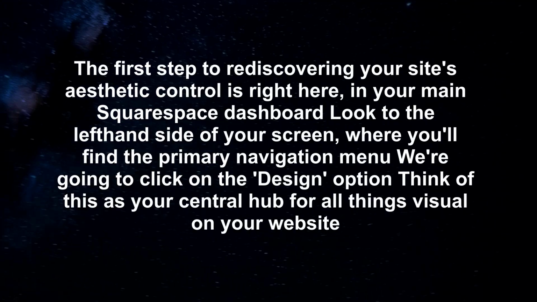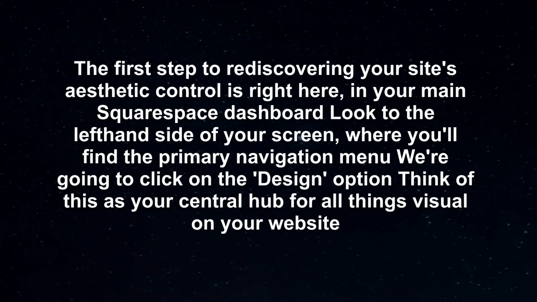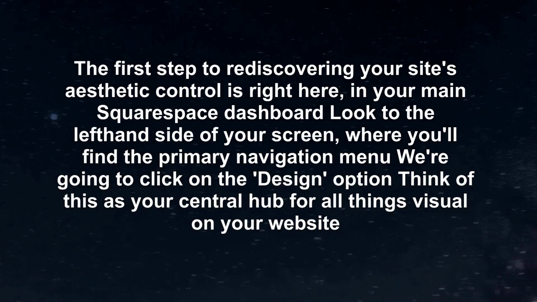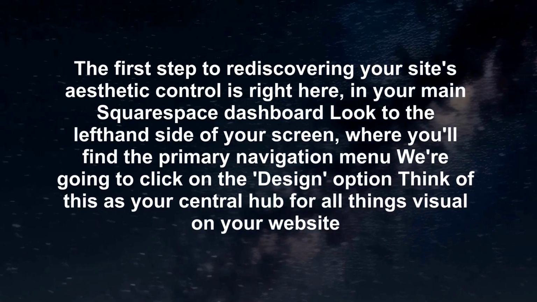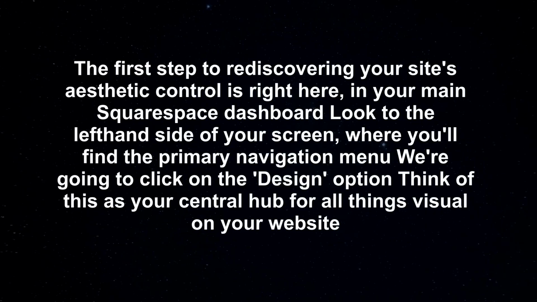In your main Squarespace dashboard, look to the left-hand side of your screen, where you'll find the primary navigation menu. We're going to click on the Design option. Think of this as your central hub for all things visual on your website.